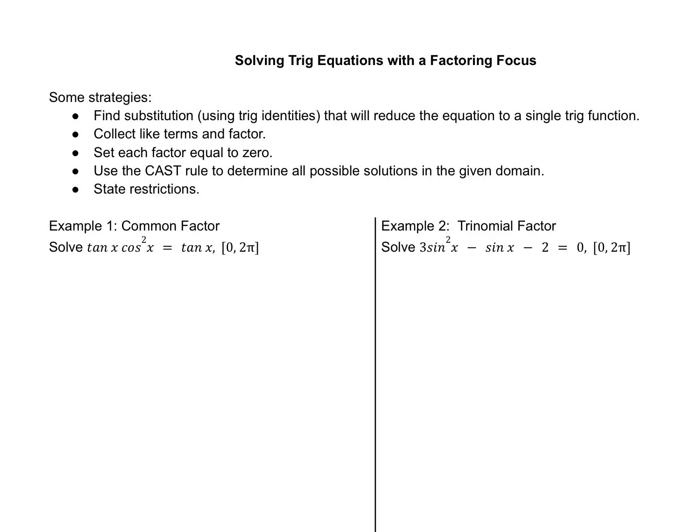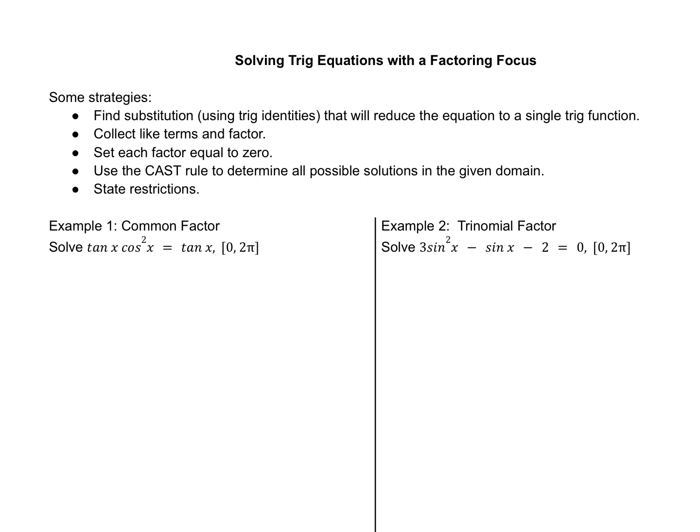In this video, we will be looking at how to solve trig equations when factoring is involved and some basic trig identities are involved. So our first example is going to have a common factor. So we're going to solve tan x times cos squared x equals tan x for the interval of 0 to 2 pi.